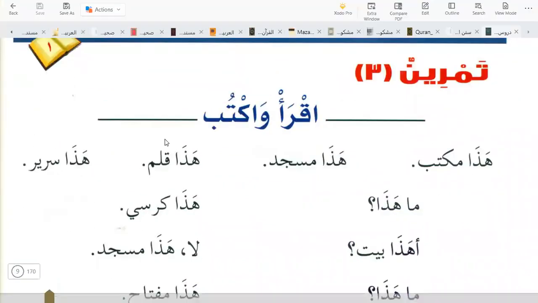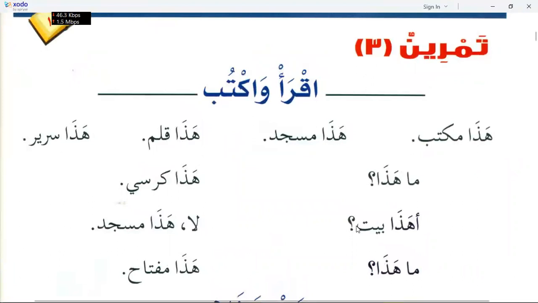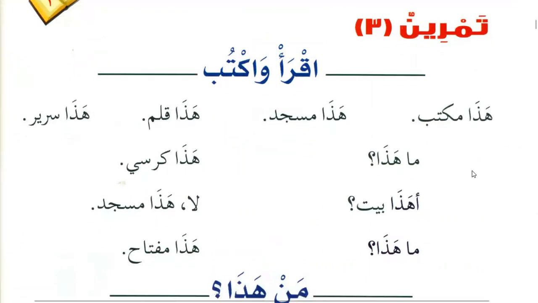تمرين الثالث, third exercise. اقرأ واكتب, read and write. Miss Bahia. هذا مكتب. I don't know what I have to do. Translation. Okay, that's هذا مكتب. مكتب is a desk. This is a desk.